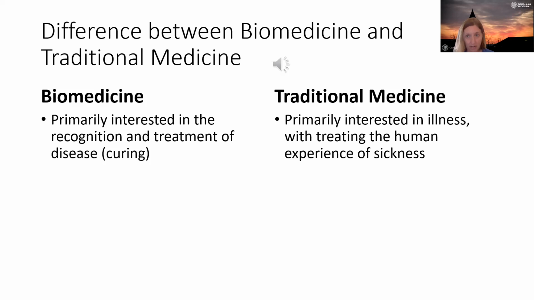Something we talked about is the difference between biomedicine and traditional medicine. One big difference is that biomedicine is primarily interested in the recognition and treatment of disease. So you want to diagnose the disease, you want to treat it, and you want to cure it. Traditional medicine is primarily treating humans' experience of sickness. So not just the disease itself, but everything that goes along with that is more of a focus of traditional medicine.